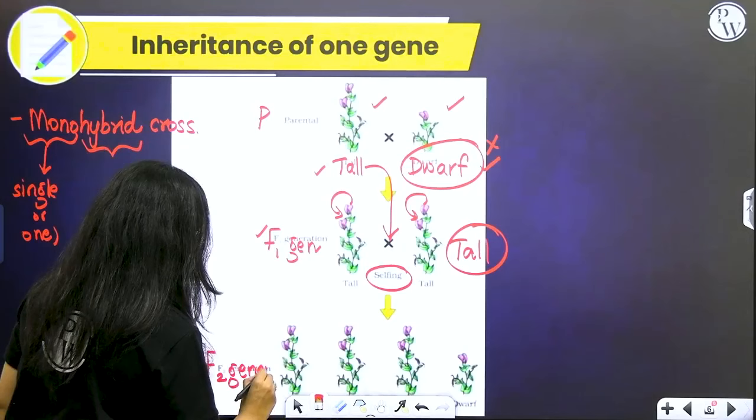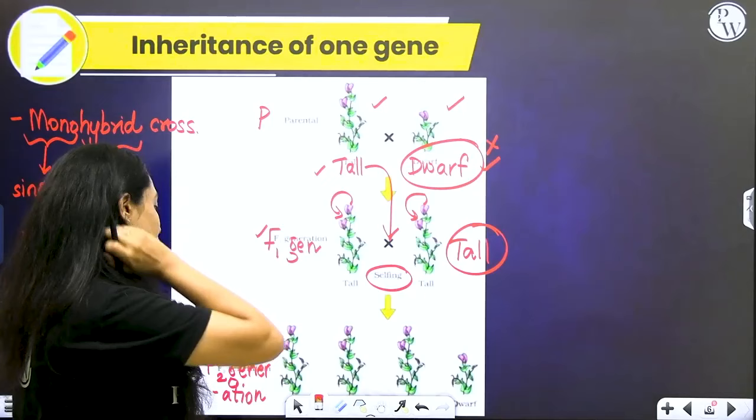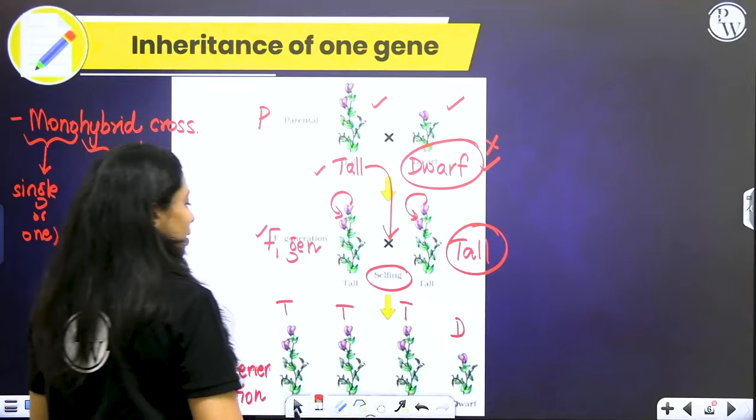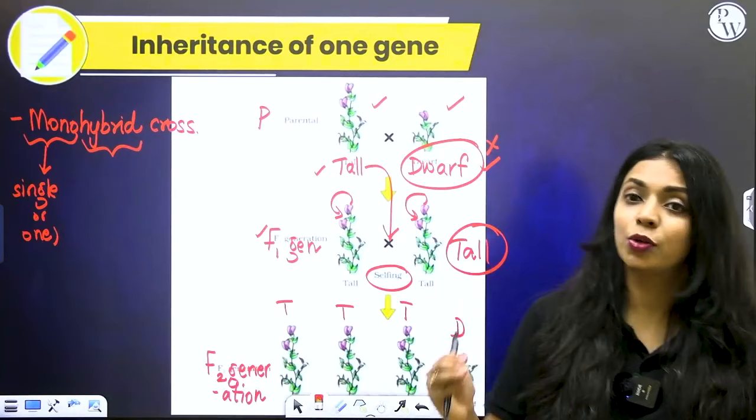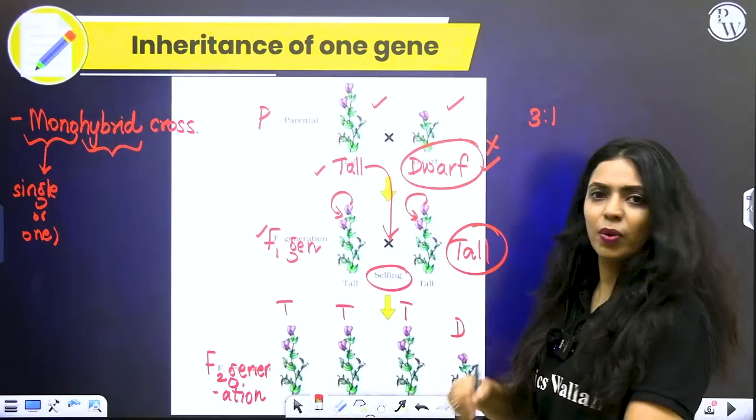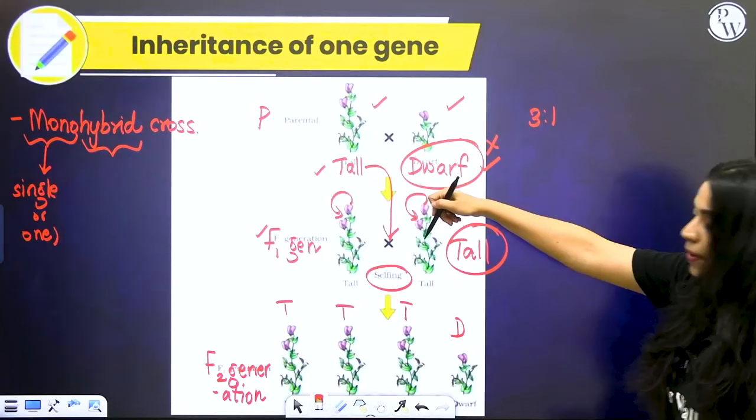In F2 generation, he got tall plant, tall plant, tall plant, dwarf plant. Here we don't mean to say that he got four plants. He got tall plants and dwarf plants in the ratio 3:1. These parents were not dwarf themselves. They were tall. But how did this dwarf character that was not in the parents reappear? This is the doubt that he had.